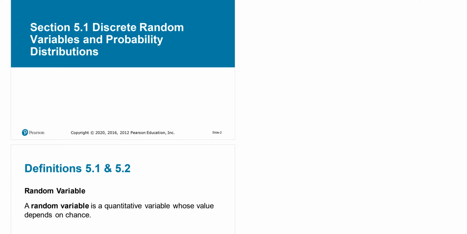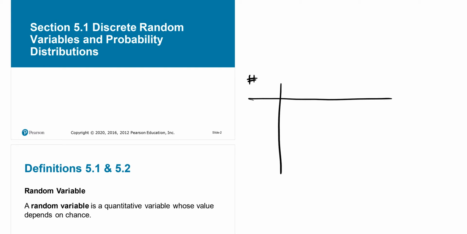5.1, discrete random variables and probability distributions. So two things we're going to talk about in this section. The first one is, what is a random variable? Let's say we run a survey for students in a class, and we ask them how many of them like one subject, and how many like two subjects, how many like three subjects, and so on and so forth. And then we recorded the data in this table.